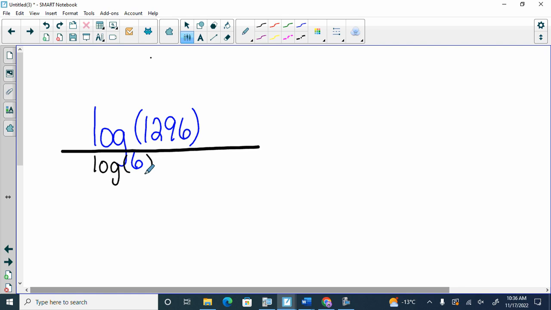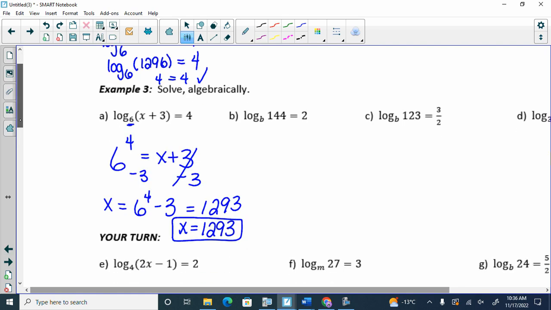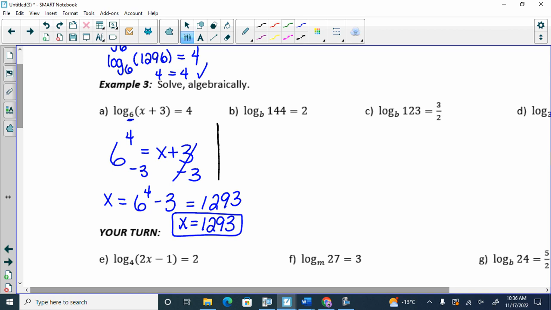So, we're going to try this one now. Where is my variable? In the base. We see that? If the variable's in the base or the variable's beside the log, I have to convert to exponential every single time. It's the only way I can get that b out, because I need b equals something in the end, and I don't know how to solve that with a b sitting there. So what do I do? I convert to exponential.